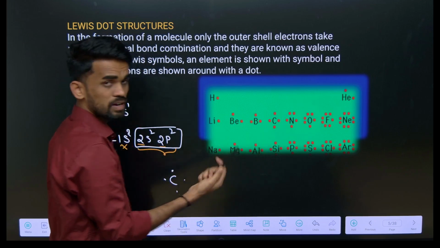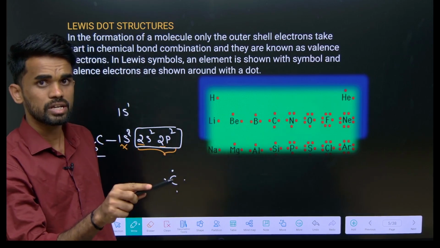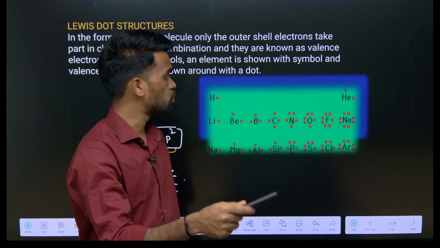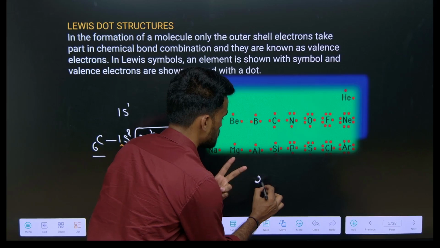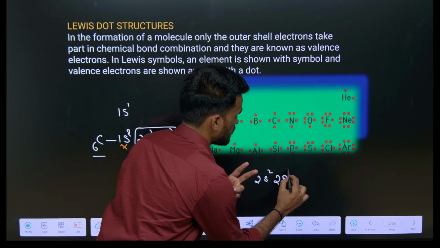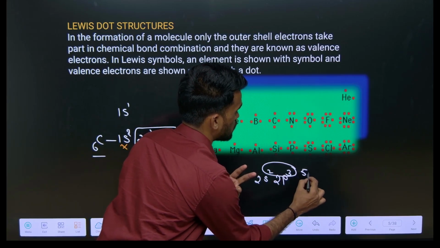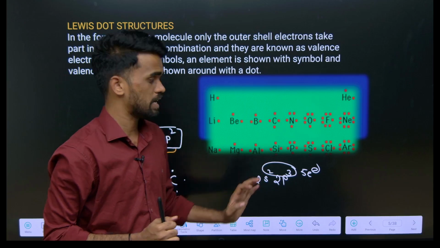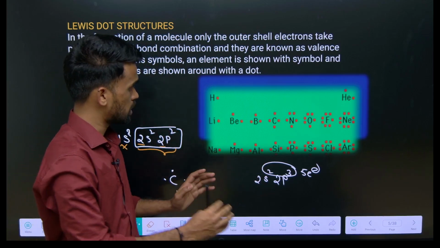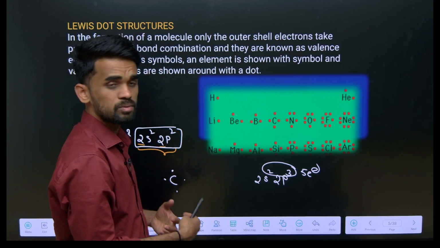Similarly for nitrogen, what is the valence electronic configuration? It is 2s2 2p3. Therefore how many electrons are there? 5 electrons are there, so 5 dots are represented. Similarly, you can consider this for all the elements. I hope this is also clear. So let us move further to understand it more clearly.